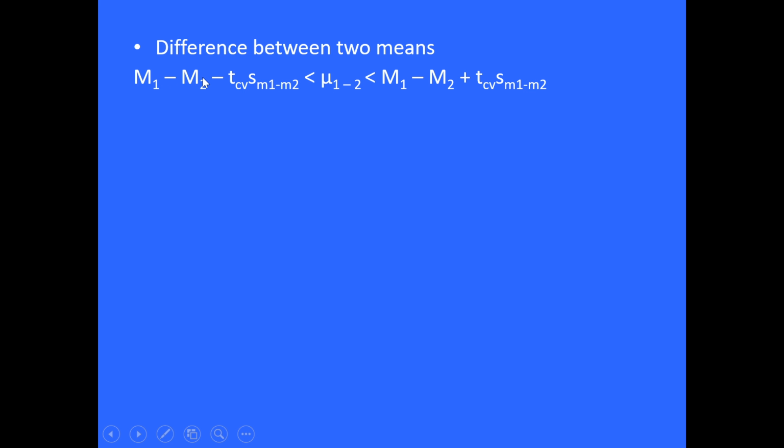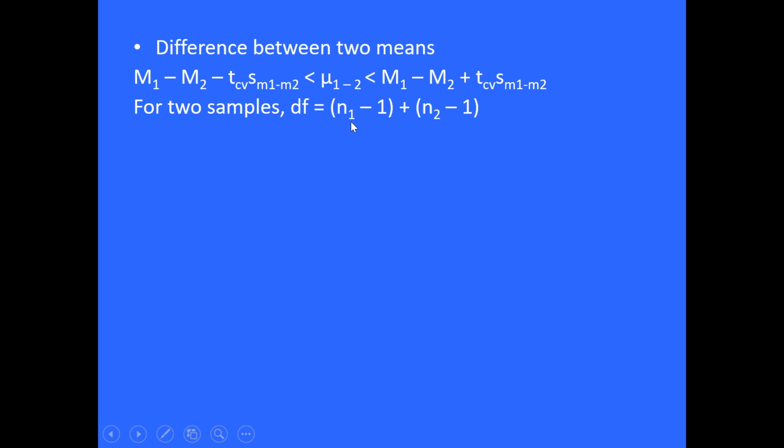Notice we find the difference between the means, and then we have the same thing we've seen before: critical values times standard errors. Now, here's the thing, though. When you're working with two samples, we actually estimate two different standard deviations, because we have two different groups, and each one is an estimate of the population standard deviation. So we lose a degree of freedom for each one.